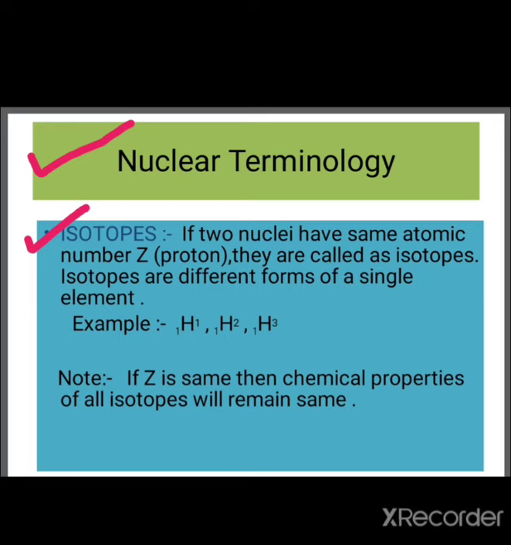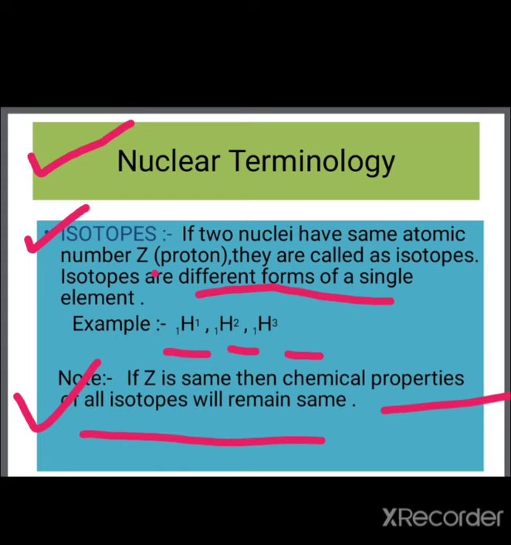If two nuclei have the same atomic number Z, they are called isotopes. Isotopes are different forms of a single element. For example, I have taken the example of the hydrogen atom here: 1H1, 1H2 and 1H3. You can see that these are three different forms of a single hydrogen atom with the same atomic number Z but different mass number. Note that if Z is the same, then the chemical properties of all isotopes will remain the same.